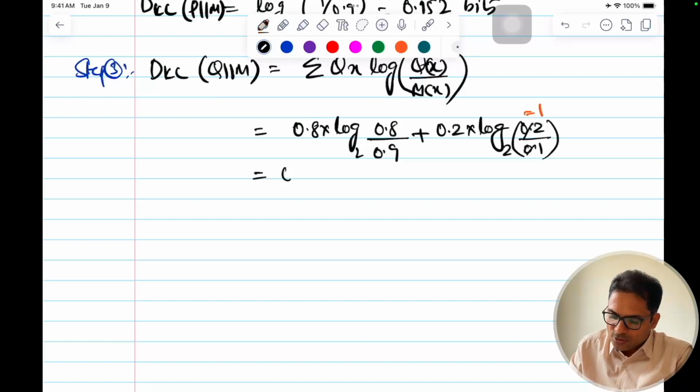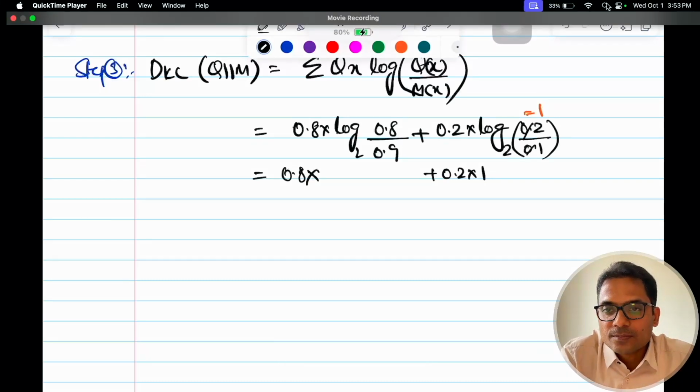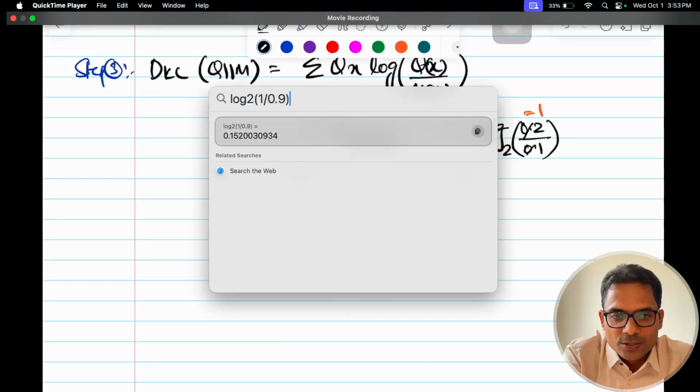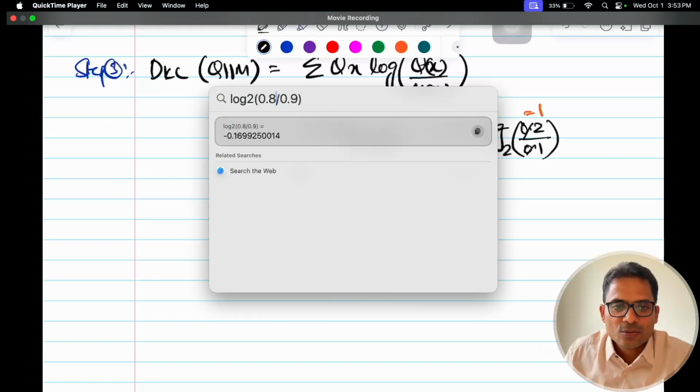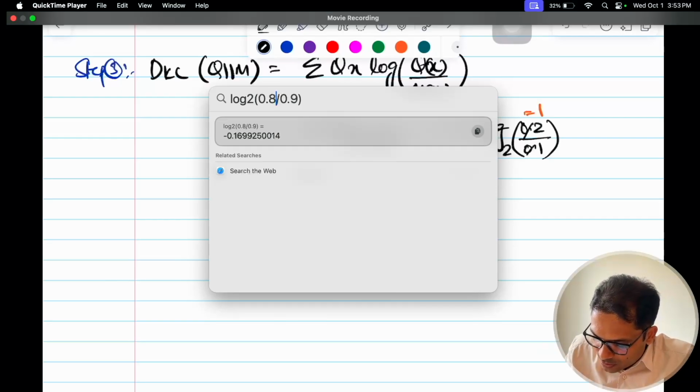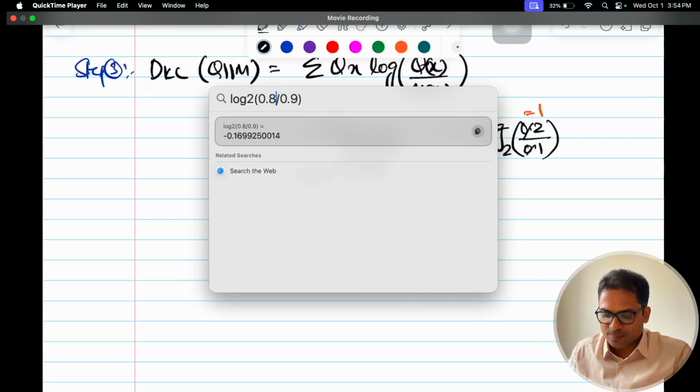So this is equal to 0.8 into log of 0.8 by 0.9, plus 0.2 into 1. So what is log base 2 of 0.8 by 0.9? Instead of 1, now the second model predicted 0.8. So this is minus 0.169. Okay, let me take it as minus 0.17. That will be easier.